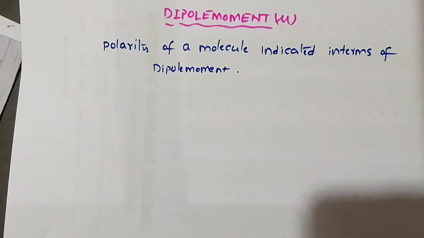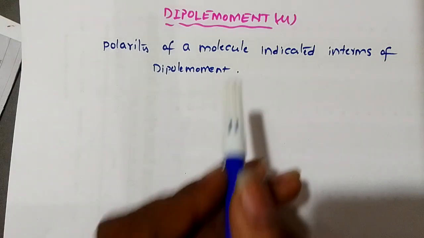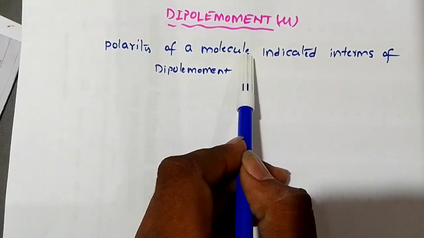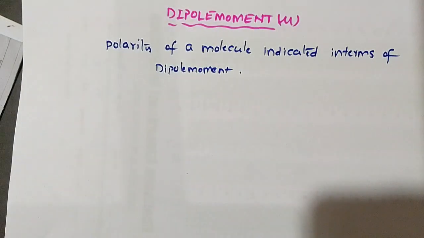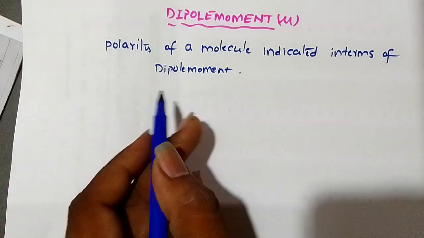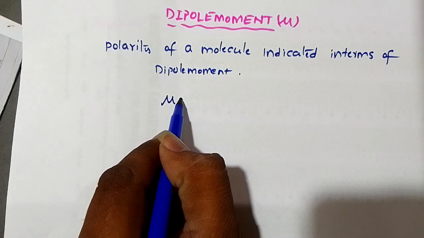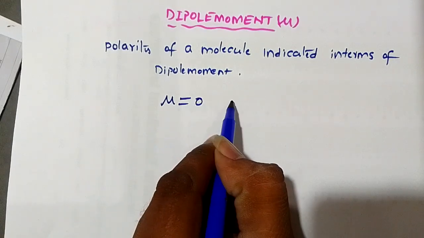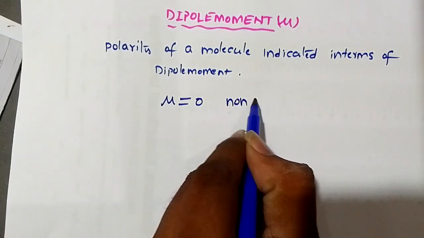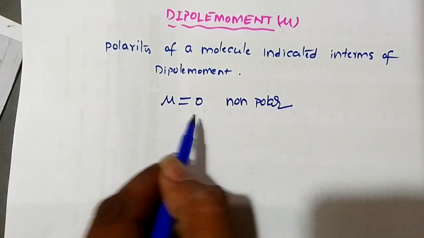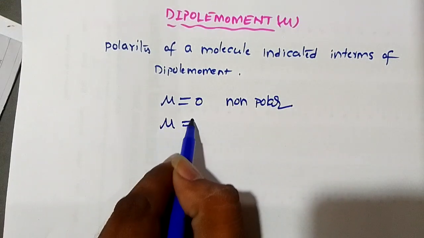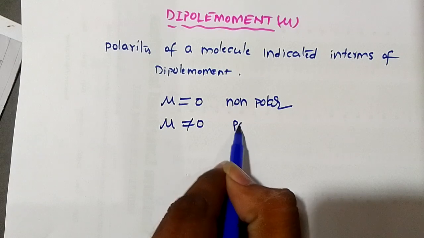Today I would like to discuss one of the topics from chemical bonding, that is dipole moment. The polarity of a molecule is indicated in terms of dipole moment. If the dipole moment is equal to 0, that is a non-polar molecule. If the dipole moment is not equal to 0, that is a polar molecule.